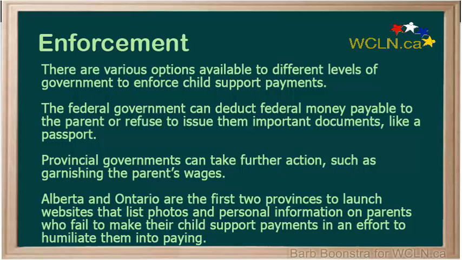There are various options available to different levels of government to enforce child support payments. The federal government can deduct federal money payable to the parent or refuse to issue them important travel documents like a passport. Provincial governments can take further actions, such as garnishing the parent's wages. Alberta and Ontario are the first two provinces to launch websites that list photos and personal information on parents who fail to make the child support payments in an effort to humiliate them into paying.